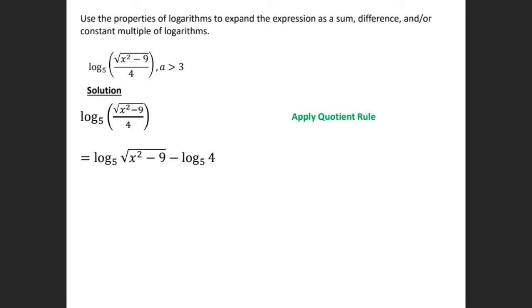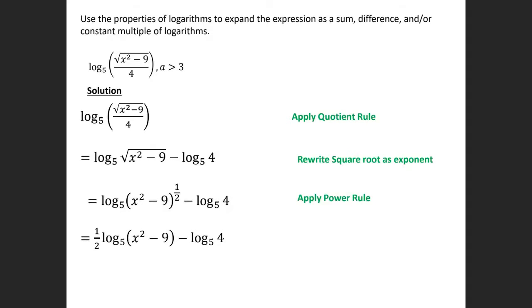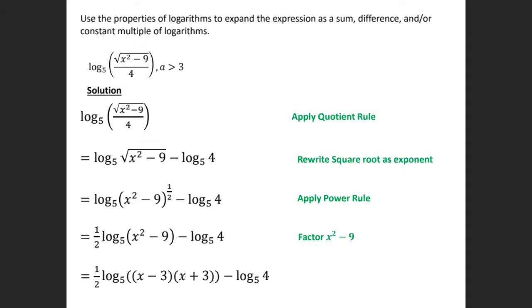Oh, but I can rewrite the square root as an exponent. So let's go ahead and do that. Let's rewrite the square root as the power of 1/2. So now I can apply my power rule. So this is going to give me 1/2 times the log of base 5 of x squared minus 9 minus the log of base 5 of 4. But guess what? We are not done. We can rewrite this in a different format. This x squared minus 9 is another example of difference of squares. I can rewrite that as x minus 3 and x plus 3, okay?